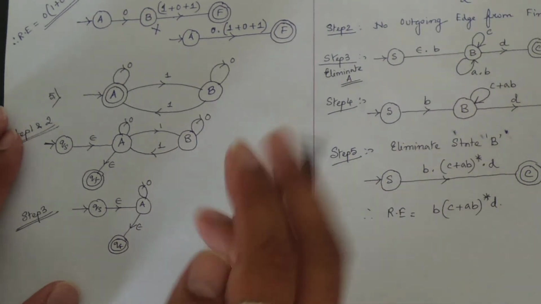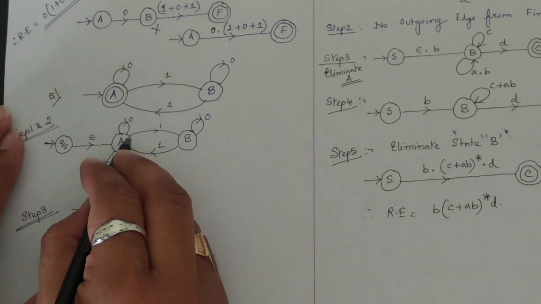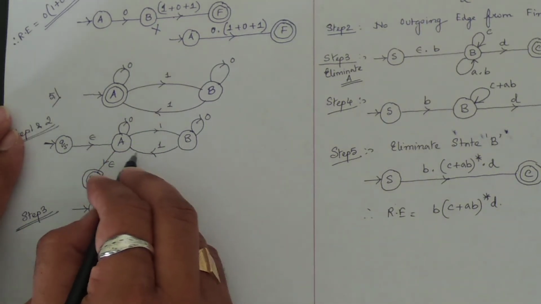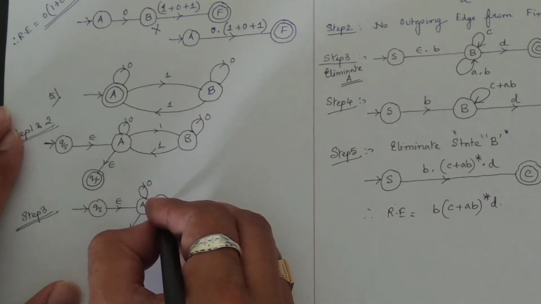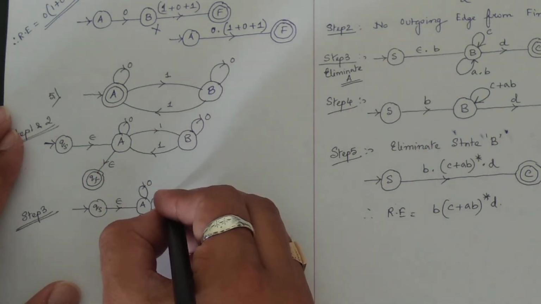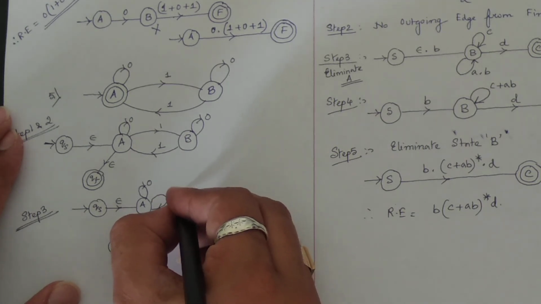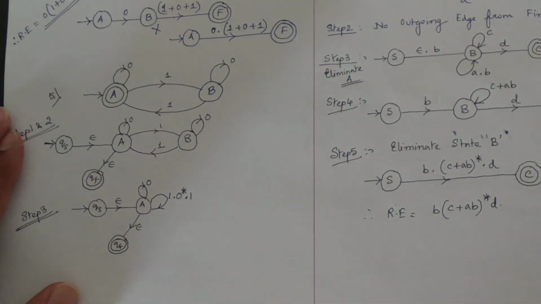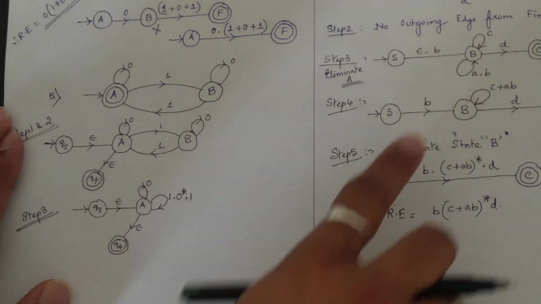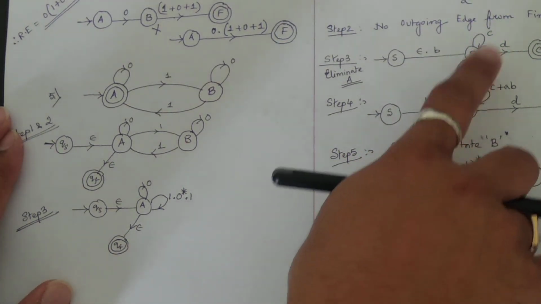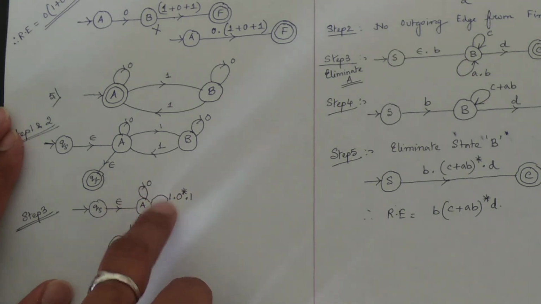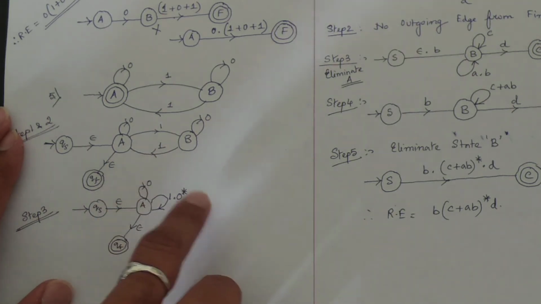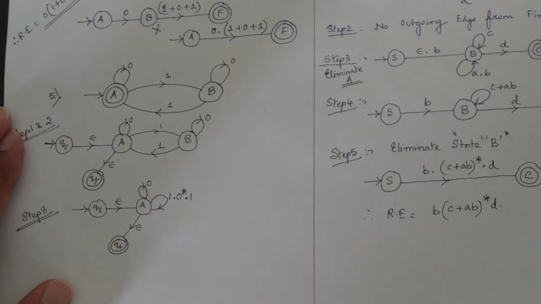So if I eliminate this, then there will be a self loop. If you logically see this scenario, this is acting as a self loop. So definitely it will act as a self loop. And what will be the transition? 1 0 star 1. As simple as that, correct? Now I have already taught you how to do this. If in the same state two self loops are there with different transitions, then you can merge these two by using the union operator.